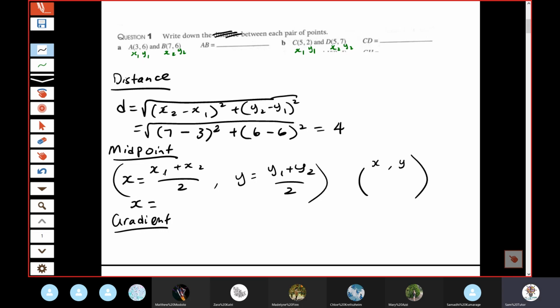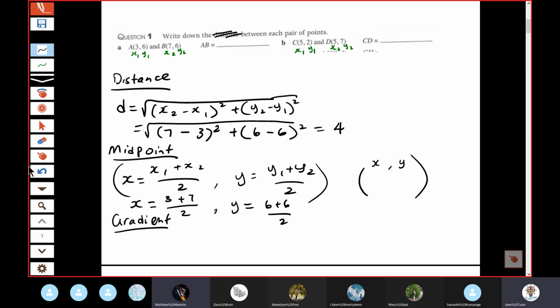Tell me, what's x1 plus x2? This is for A or B? Still for question 1A. We're going to do all distance, midpoint, gradient for all of A first. Okay. So first you do x1 plus x2. 3 plus 7 over 2, comma, 6 plus 6 over 2.